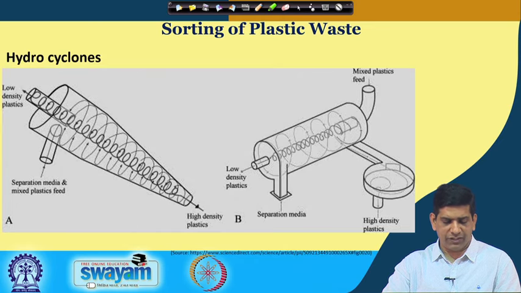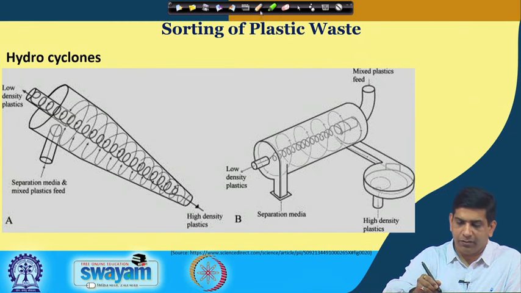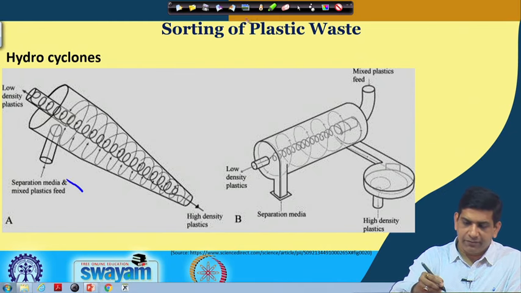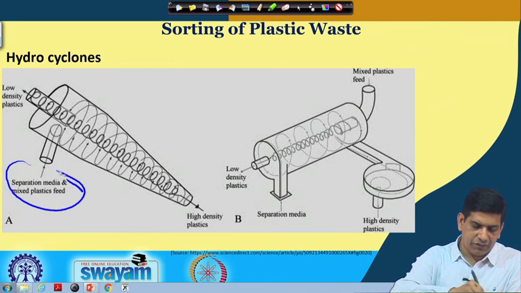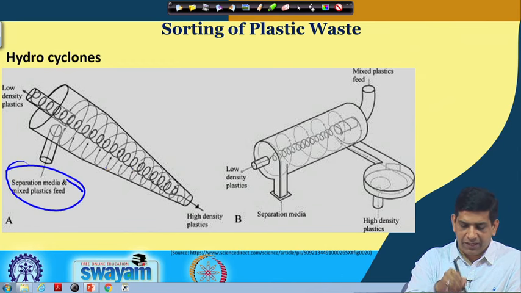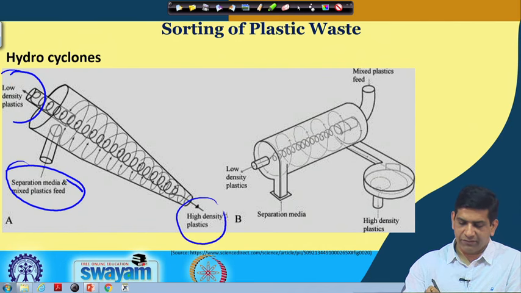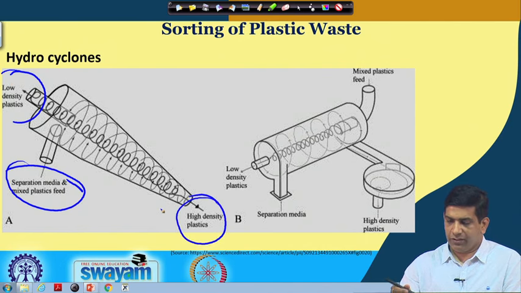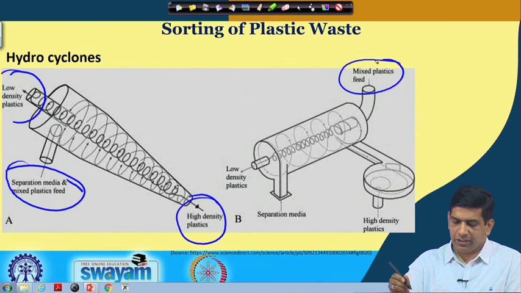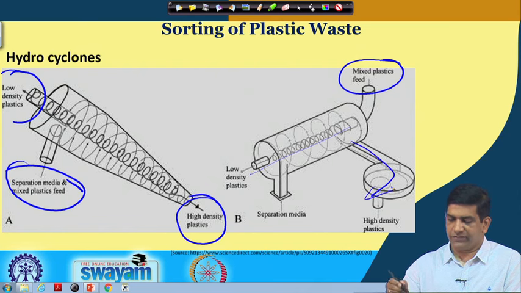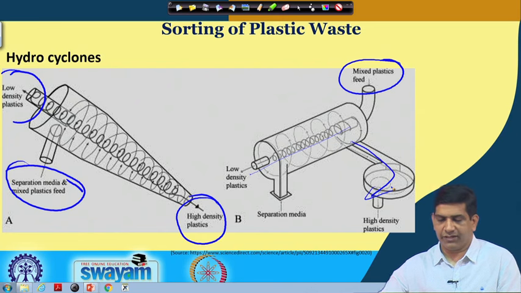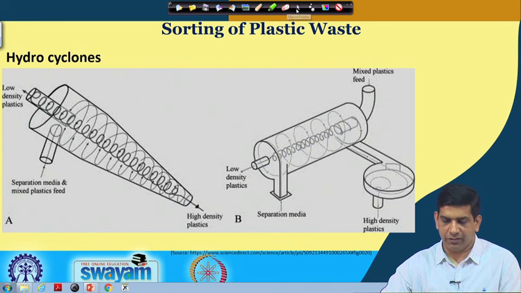Hydrocyclone, where you can use the hydrocyclone, you have separation media and mixed plastic feed. So, you can feed the stuff from here. This is the feeding area, you can use the feed from here, and you have a hydrocyclone where low density plastic will come out on this side and the high density plastic will come out at the bottom. So, here you can have mixed plastic feed from the top, and then the low density will come out from this side and the high density will get out from this side. So, this is how you can use the hydrocyclones to separate low density from high density plastic waste.